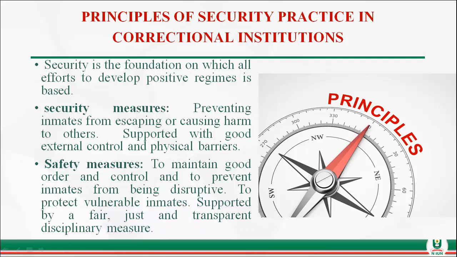So the inmates do not begin to see the prison officials as being biased, or as being partial in their judgments. So by security measures, in summary, it means those physical preventive measures that have been put in place to avoid inmates escape, while safety measures is to ensure that the inmates do not become unruly, that they don't get out of hand and become disruptive, and also to protect those inmates that may be vulnerable.